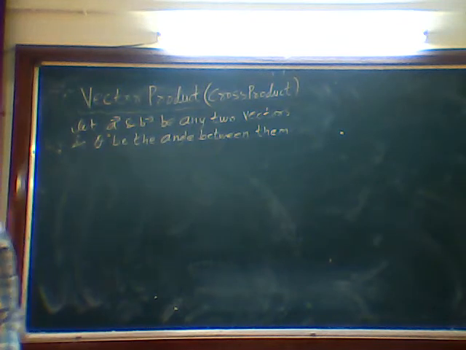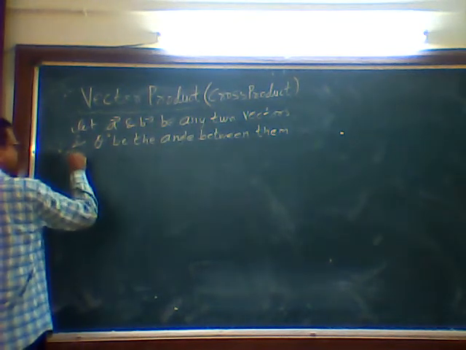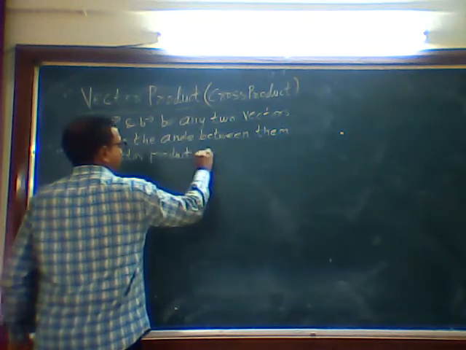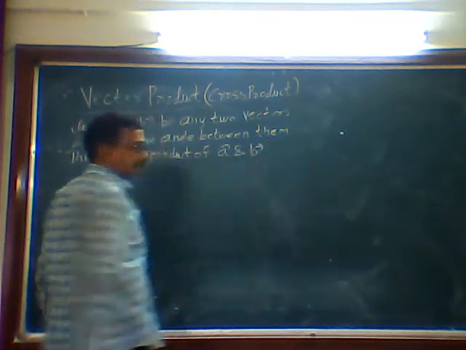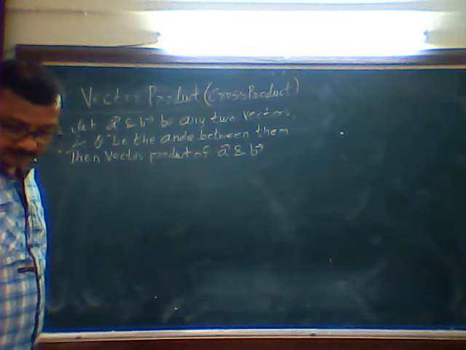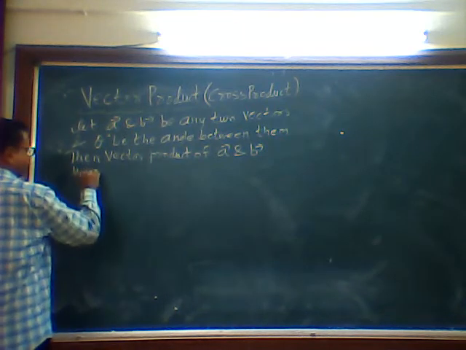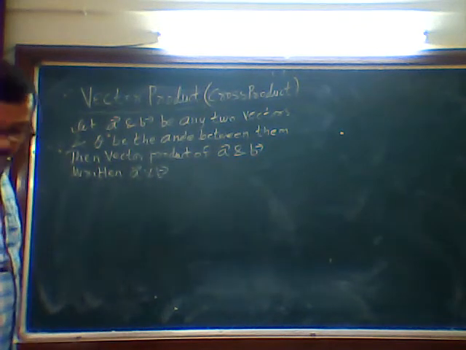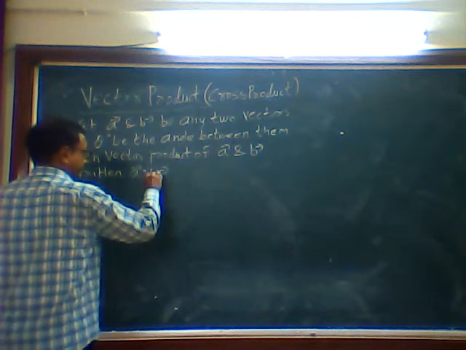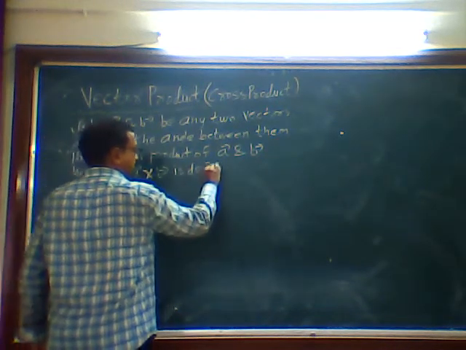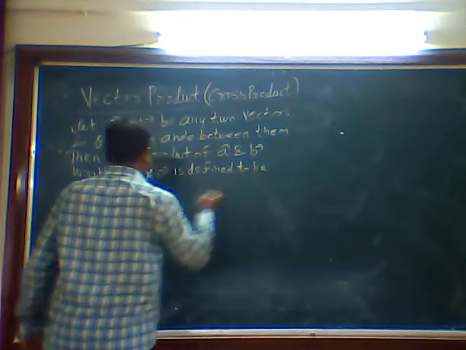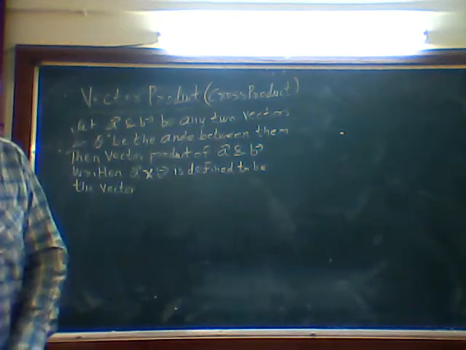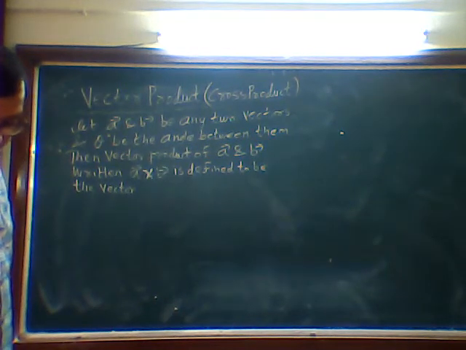Okay, then the vector product of A bar and B bar, that is A bar cross B bar, is defined to be the vector.